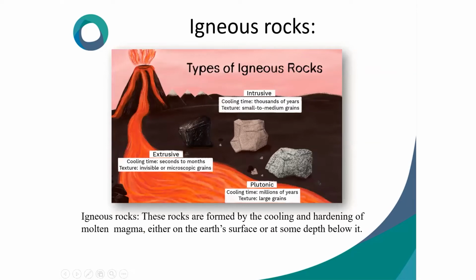And what is an igneous rock? Igneous rocks are formed by the cooling and hardening of molten magma. You can see this is the type of rock. Because of this, the cooling time takes thousands of years, and the texture is small to medium. For the other type, the cooling time takes seconds to months, and the texture is invisible, microscopic.